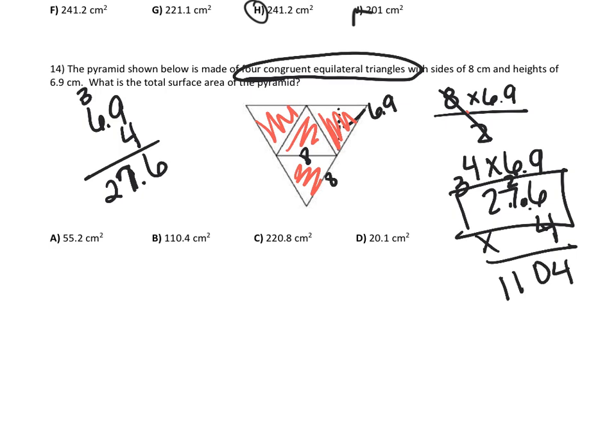Is this faster? Well, it just, that's the way you understand it. Does that make sense? You understand base times height. I know that two triangles make a rectangle, so I wouldn't even have to divide by 2. I could multiply 6.9 times 8 and then multiply that by 2 because there's 4. But you have to know that those two together make 1. So I just did it where there's 4 triangles the same. Find the area of the triangle, multiply by 4. There might be a little bit extra work in that, but not much. Okay? So 110.4, which is answer choice B.